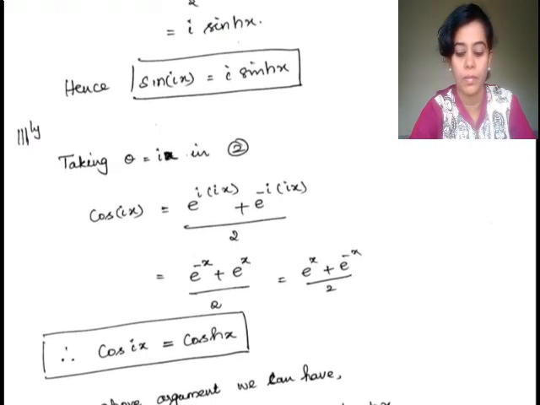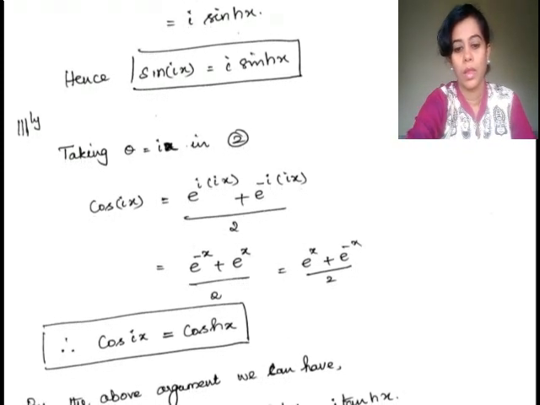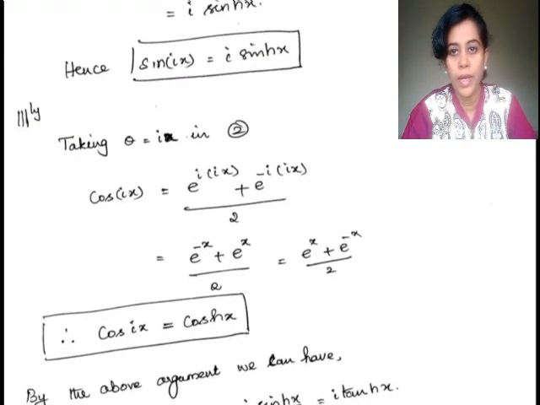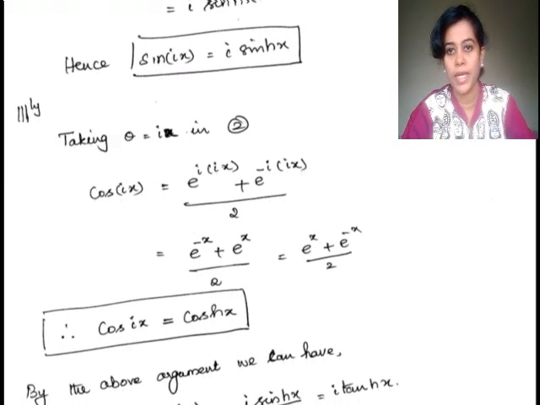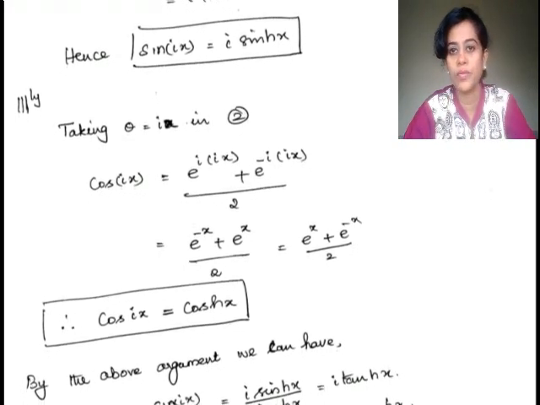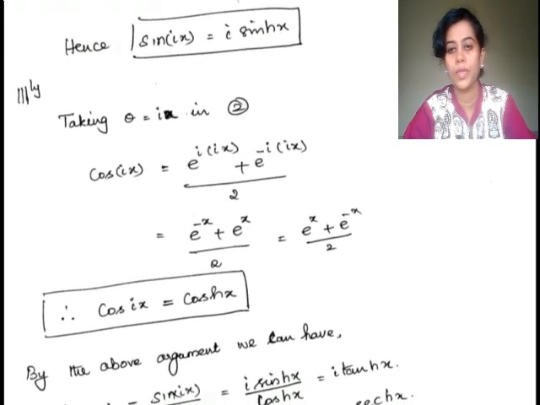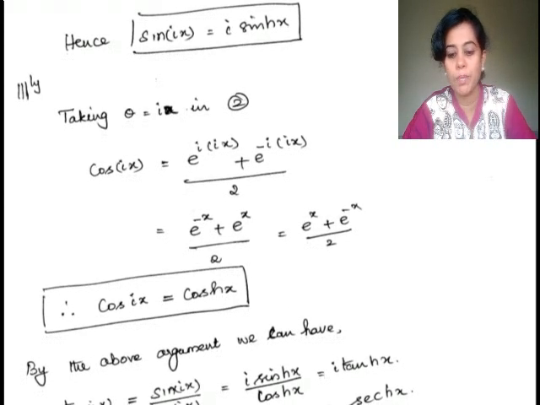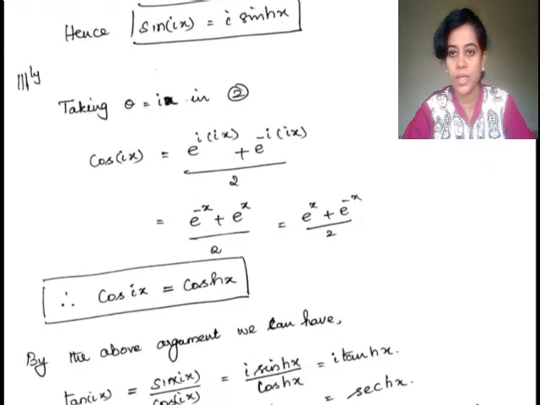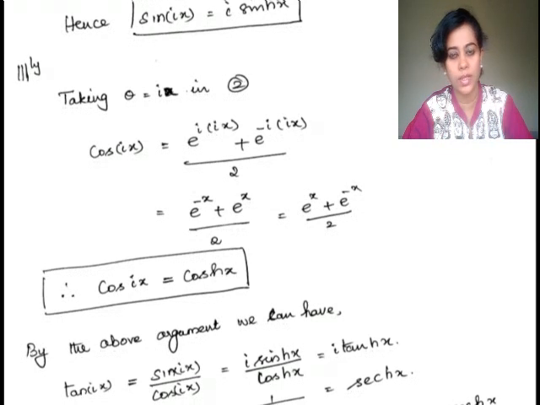Similarly, we can have the same argument in the second equation. Taking theta is equal to ix, what will happen? It is cos ix is equal to (e power i times ix plus e power minus i times ix) by 2. i squared is minus 1, so therefore it is (e power minus x plus e power x) by 2. What this is, is nothing but cosh x. So directly we are getting cos ix is equal to cosh x.